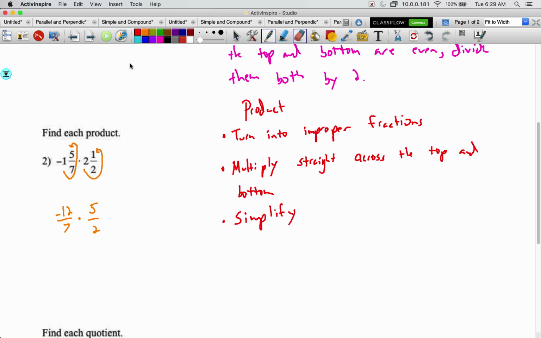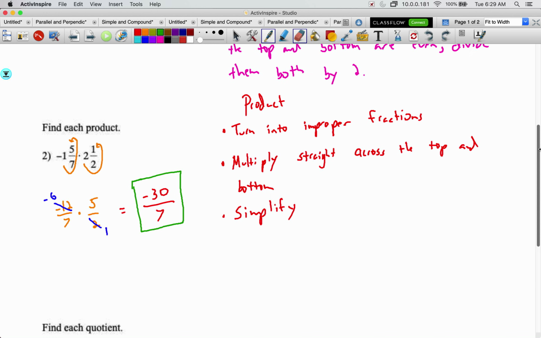We could also look to cross simplify first. I do recognize that I have 2 even numbers here that are diagonal. I could divide these both by 2 and turn this into a 1 and turn this into a negative 6. All right, then multiply straight across the top and the bottom, and I get negative 30 over 7. And we'll just leave our answers as improper fractions today. This would be negative 4 and 2/7, but especially with negatives, I think improper fractions are just easier to understand.